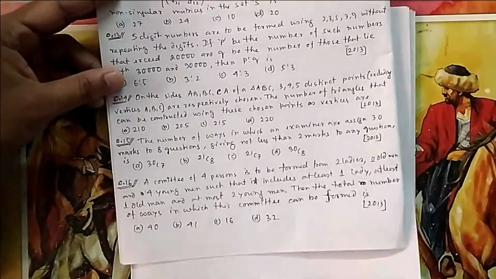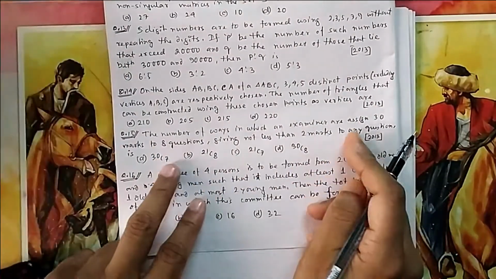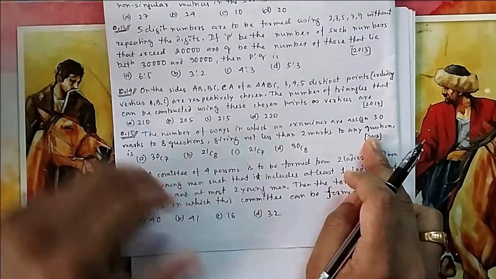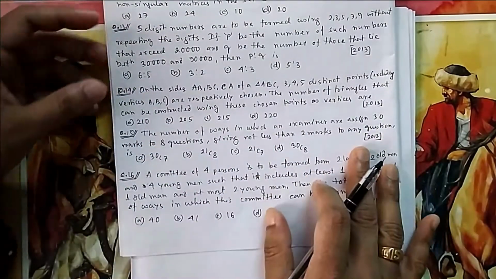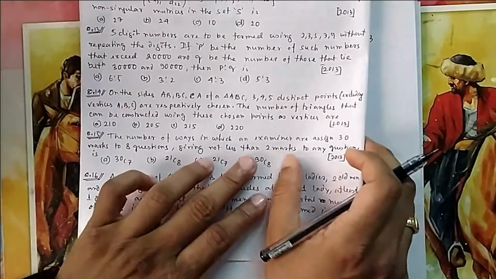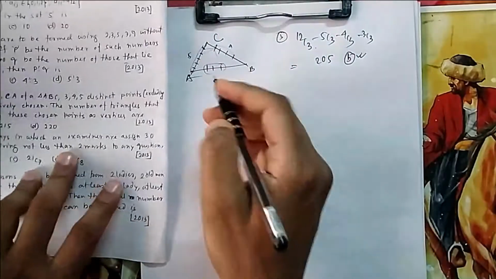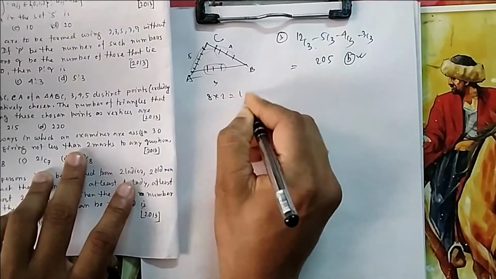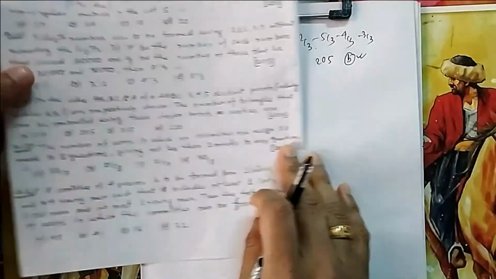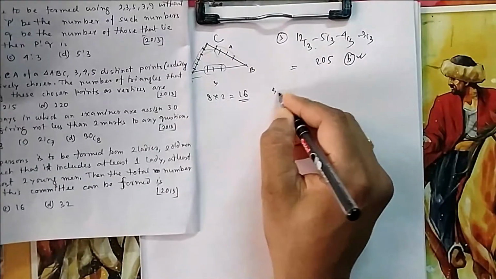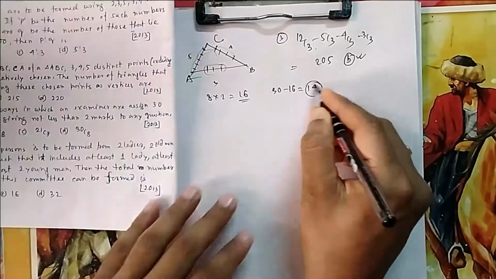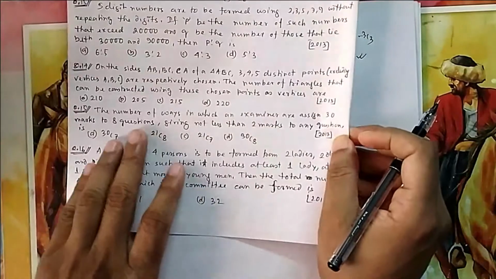Now next one, question 15. The number of ways in which an examiner has to assign 30 marks to 8 questions, giving not less than 2 marks to any question. Okay, it has to distribute 30 marks in 8 questions, and in every question it has to give a minimum of 2 marks. So first you give 2 marks to everyone. If you give 2 marks to every question, then 16 marks are used. So out of 30, now how many marks do you have to distribute? 14 marks.